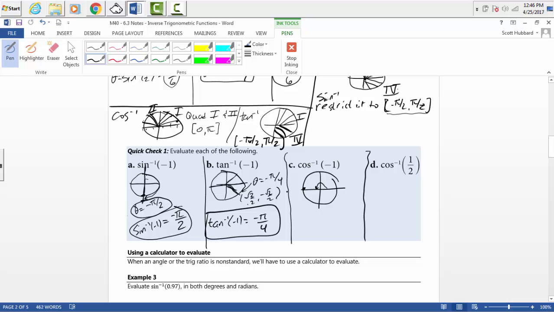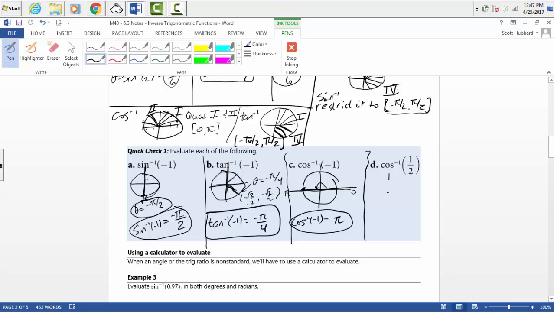And notice for cosine, I can go past the pi over 2. It's only for sine and cotangent that I can't go over this boundary wall. For cosine, the boundary wall is 0 and pi, so I'm okay. And so then this answer is going to be pi.